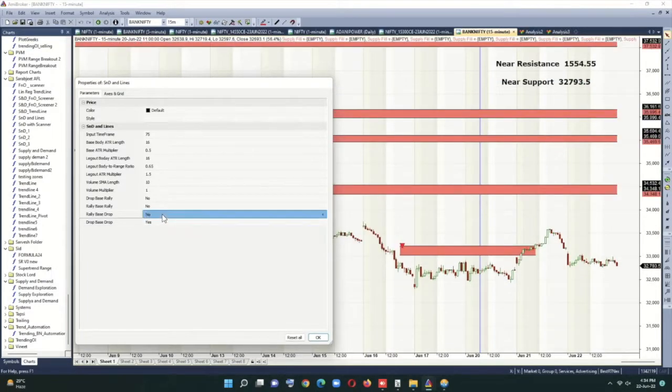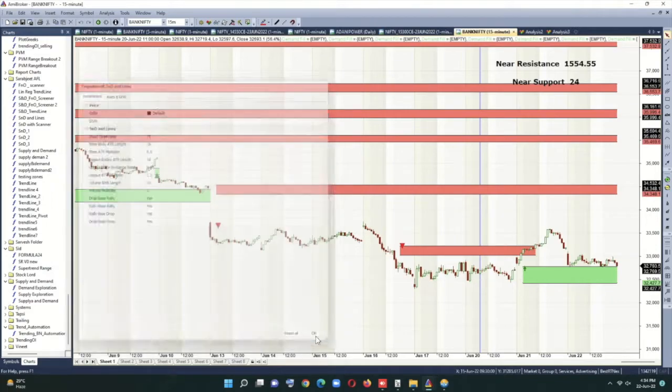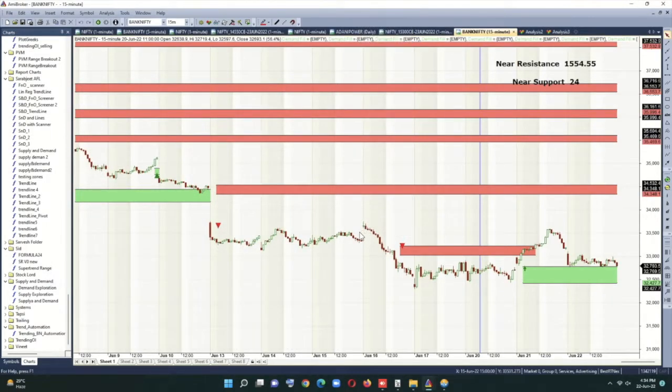There are 4 kinds of supply and demand setups: rally base rally, drop base drop, and so on. You can switch any one on and off. And another good thing about this indicator is that you can scan a whole bunch of stocks. Here you can see near resistance is 1554 points away and near support is 24 points away. We are very near to the support.